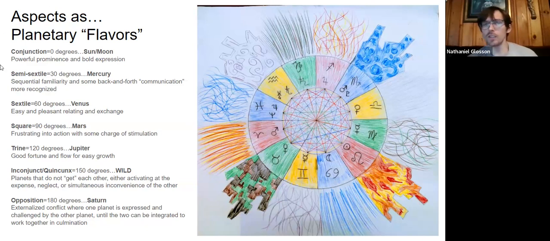A trine, 120 degrees, is of the nature of Jupiter. And we can see that by that point, 120 degrees puts us over in Sagittarius from Aries, or over in Leo. And the key thing with a trine is that if you have a planet in each element at the same point, you'd have a triangle drawn on there. You'd have a grand trine.